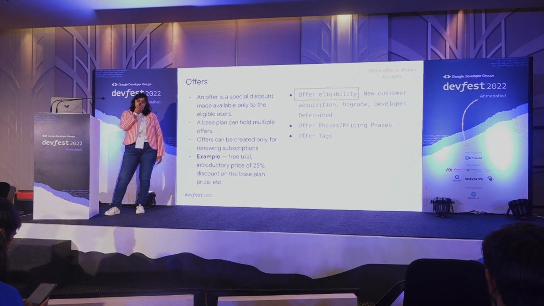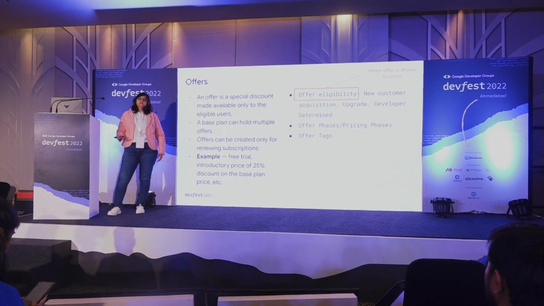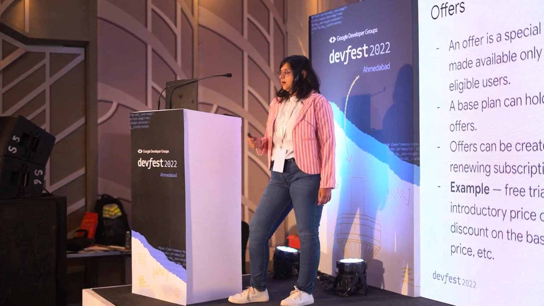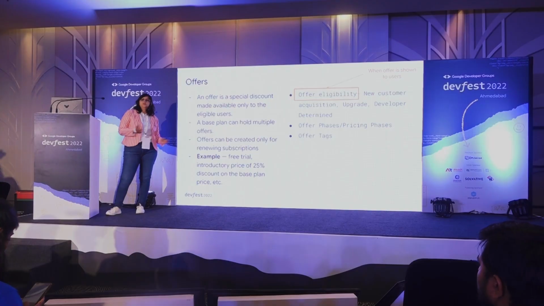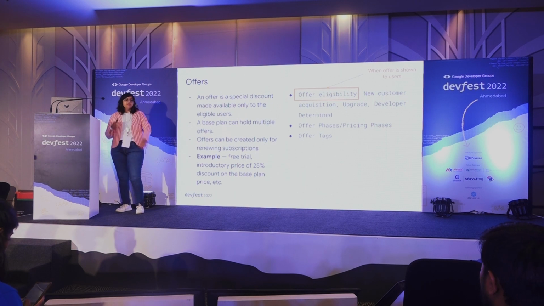So offer eligibility, now this is the new thing that is added in this new model. Whether it is new customer acquisition or upgrade, they are provided and managed by the SDK API itself. New customer acquisition usually refers to the free trials that we give away with our subscriptions to our users. Upgrade is when your users are planning to shift from the monthly plan to the yearly plan, or the prepaid plan to the monthly plan. At that time, upgrade offers are useful.